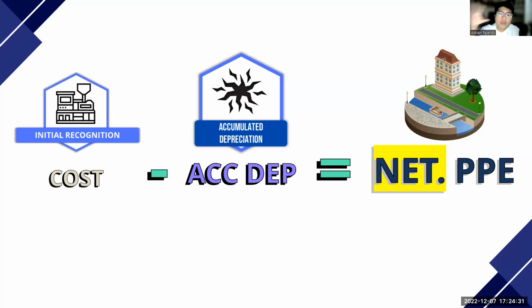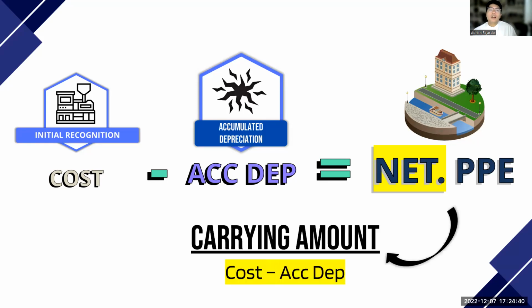And in order to track those changes, we accumulate that depreciation so that every period we have your net PPE. So please understand na the number one formula for this is cost minus accumulated depreciation is equal to your net PPE, and that would be your carrying amount. So in a lot of exercises, ang itatanong sa inyo is, what would be the carrying amount of this property at year 3? What would be the carrying amount at year 7?